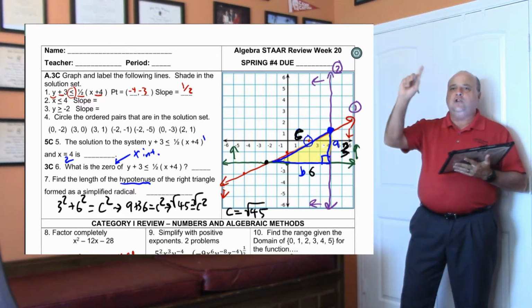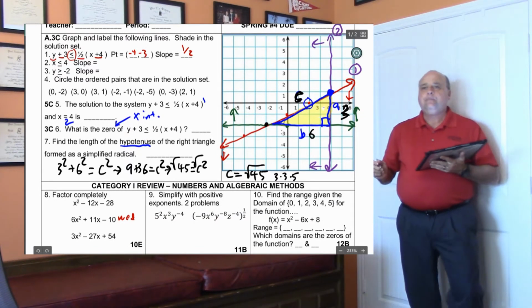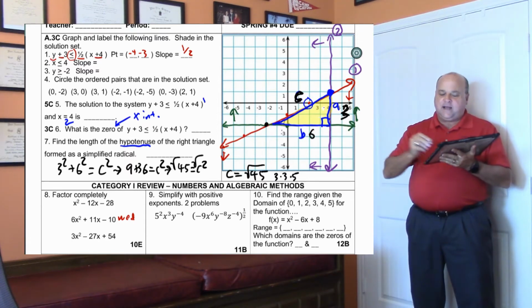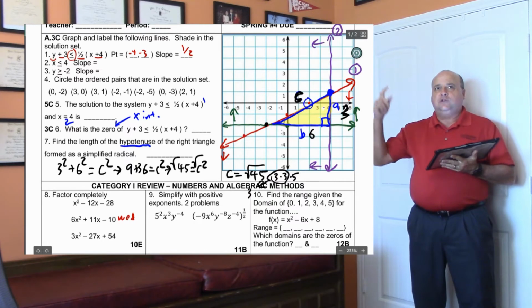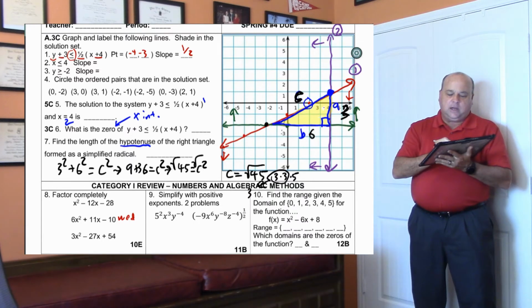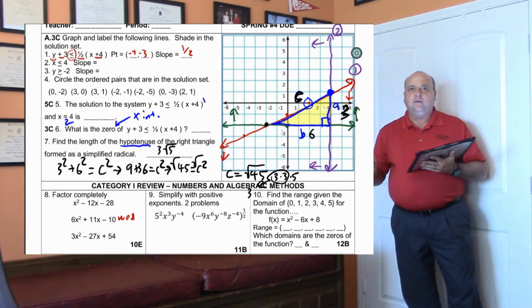So you're going to hit menu, number, factor for 45, and if you do that, you'll get 3 times 3 times 5. You're going to be able to circle the two 3's and pull that 3 out, aren't you? So the simplified answer to this would be 3 square root of 5. Okay?